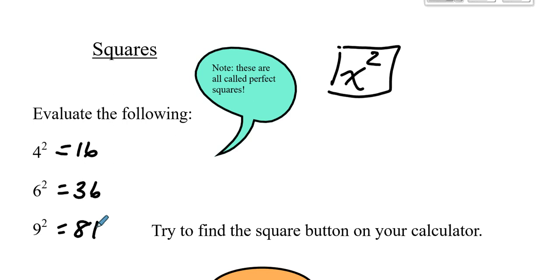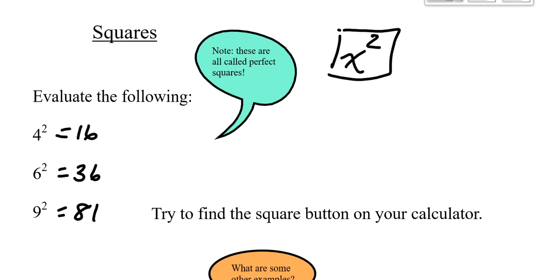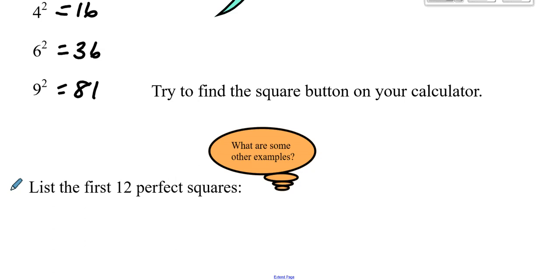All of these answers are called perfect squares. So 16 is a perfect square, 36 is a perfect square, 81 is a perfect square. And these are whole numbers that are created when you multiply another whole number by itself. So let's look at what the first 12 perfect squares are.